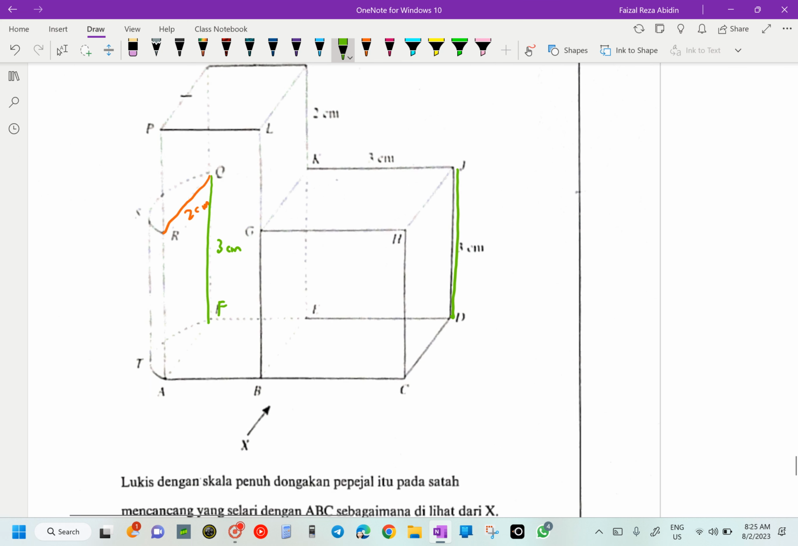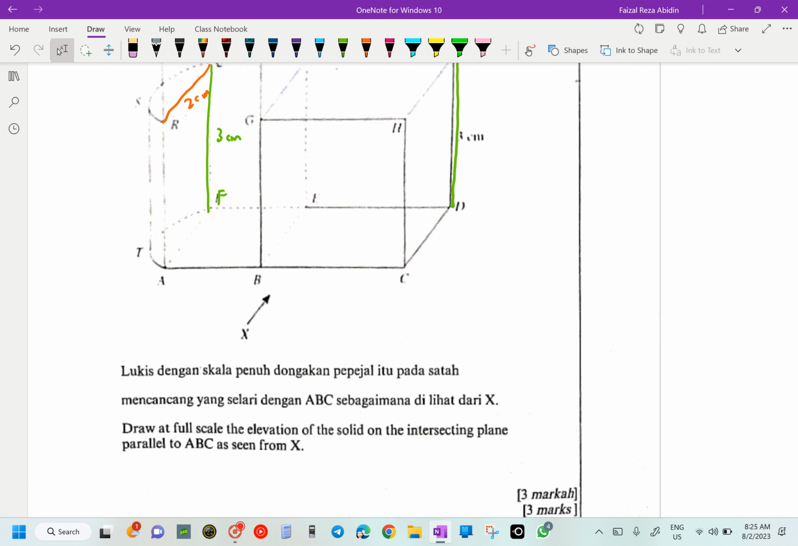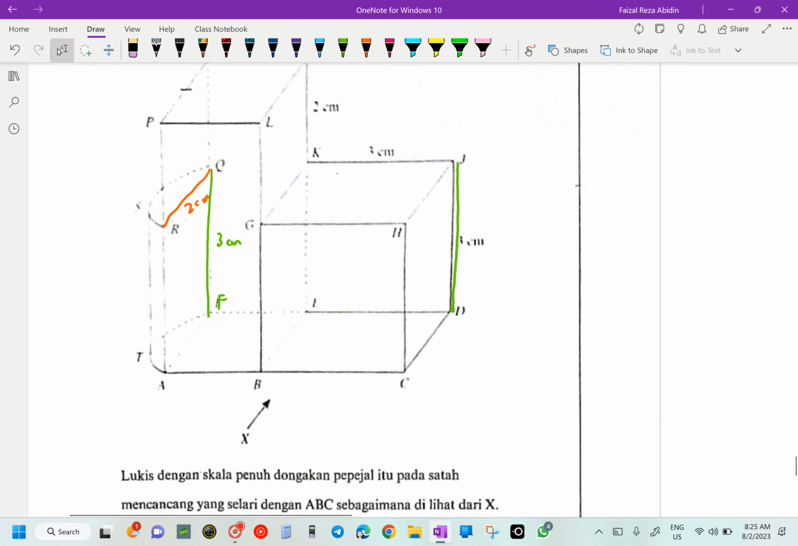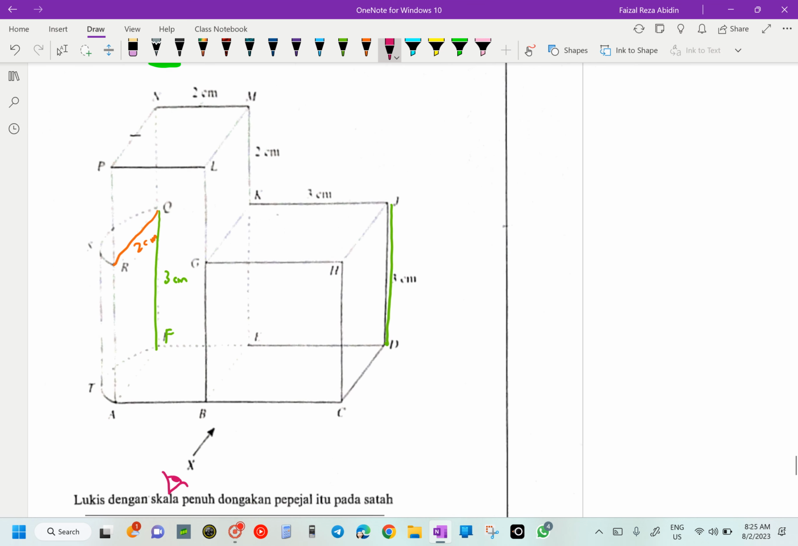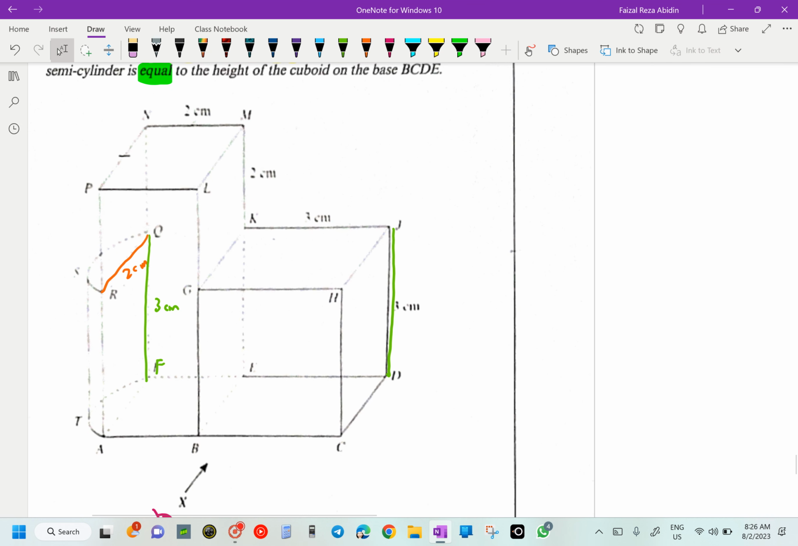Okay, the question. Draw at full scale the elevation of the solid on the intersecting plane parallel to ABC as seen from X. So your eyes is gonna be here. So what will you see, girls? You akan nampak tak silinder tu? Silinder tak nampak ya. Okay. Apa yang awak akan nampak?